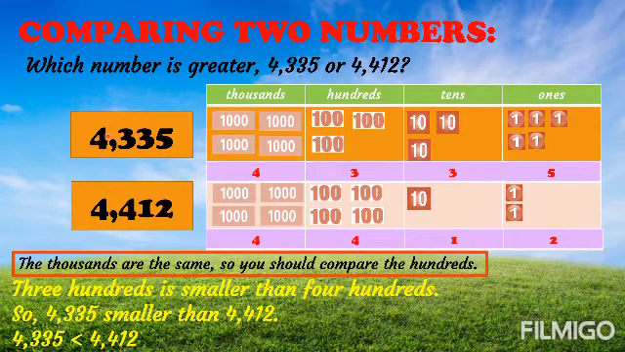So look at this. This is the 3 in the hundreds place, and this is the 4 in the other hundreds place also. So you just compare that. So 3 is smaller than 4. Meaning to say, this number, 4,412, is greater than this number, 4,335.